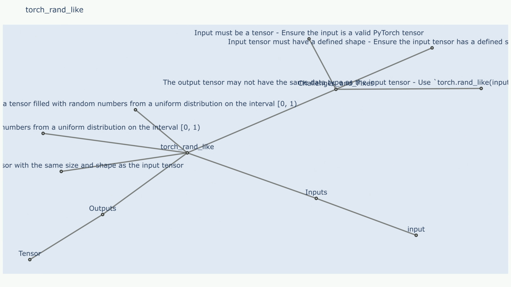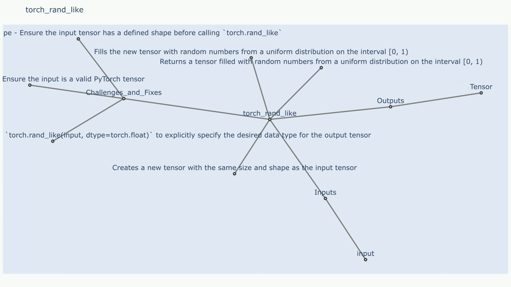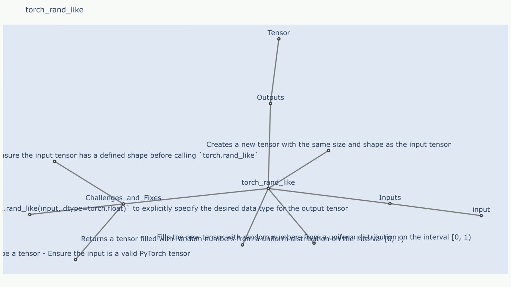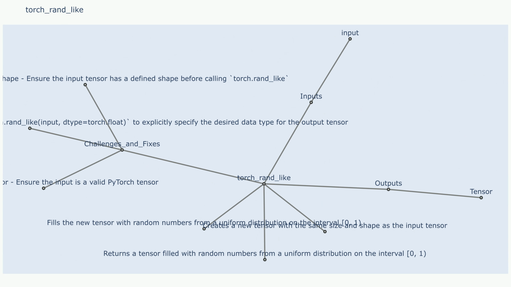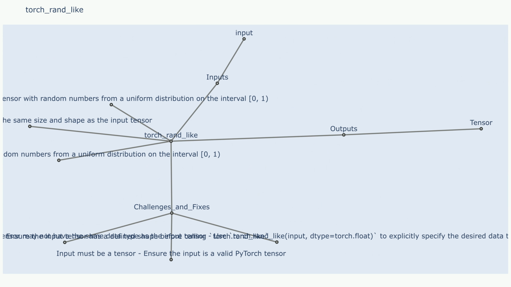Steps. Step 1: the function determines the size and data type of the input tensor. Step 2: it creates a new tensor of the same size and data type, filling it with random numbers from a uniform distribution. Challenges and fixes. Challenge 1: the input tensor should be a valid PyTorch tensor. Sample use case that resulted in challenge 1: providing a non-tensor object as input. Fixes to challenge 1: ensure the input is a valid PyTorch tensor.